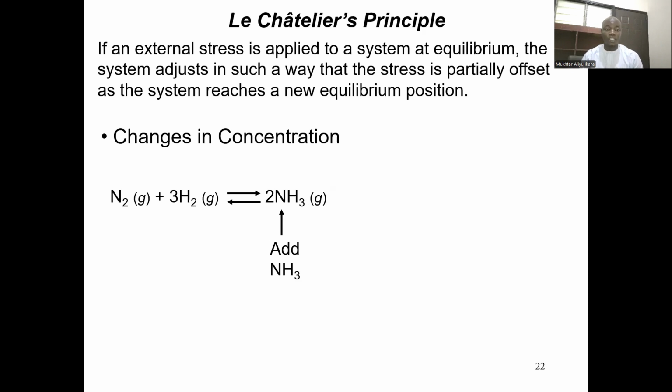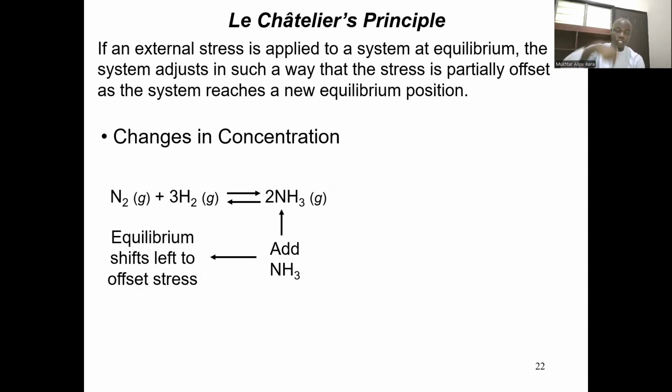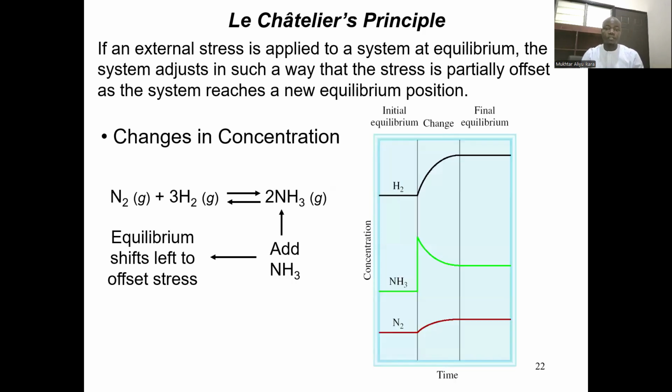So what happens at this stage? The equilibrium will shift to the left to offset the stress, since the concentration of the product, ammonia, is higher than that of the reactant. Remember, equilibrium is reached when the concentrations of the reactant and the product are constant. So now you add to the concentration of ammonia, the product, so the equilibrium will shift in the backward direction, that is to the left, to offset the stress in order to reach a new equilibrium position.